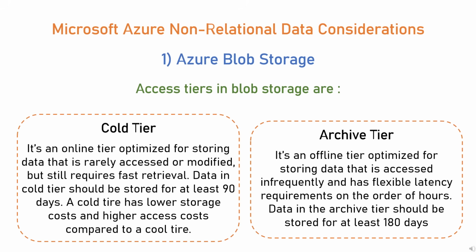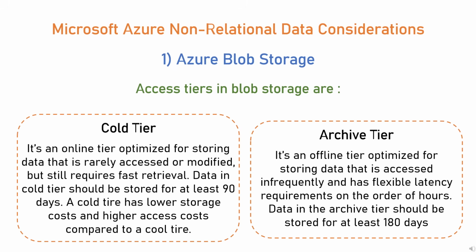Cold tier. It's an online tier optimized for storing data that is rarely accessed or modified, but still requires fast retrieval. Data in cold tier should be stored for at least 90 days. A cold tier has lower storage costs and higher access costs compared to a cool tier.